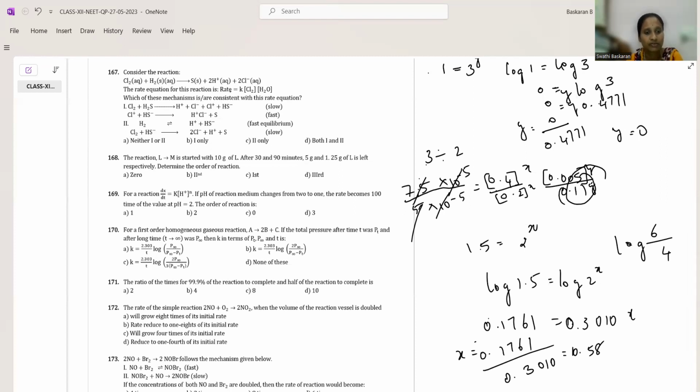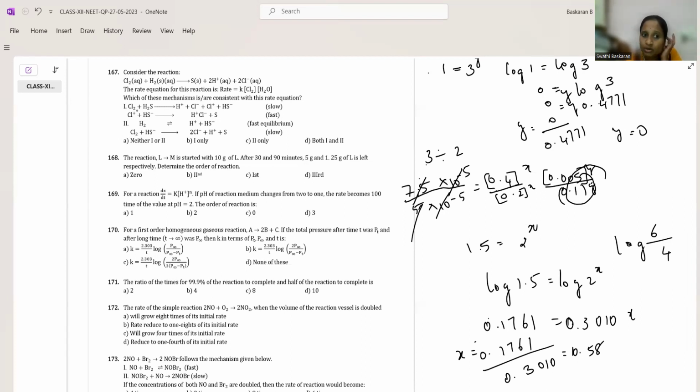Okay, the rate equation for this reaction, where rate is equal to k[Cl2][H2O]. Since this is not a simple or elementary reaction, the mechanism is being given. They have proposed two mechanisms, and what is asked is which one is consistent with the rate given in the question. So how do we do this? Basically, take up the first mechanism.